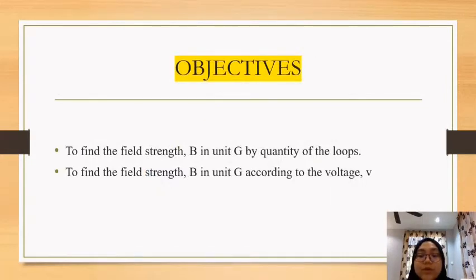So, what are the objectives of this experiment? We have two objectives. The first one is to find the field strength B in units of G by the quantity of the loops.